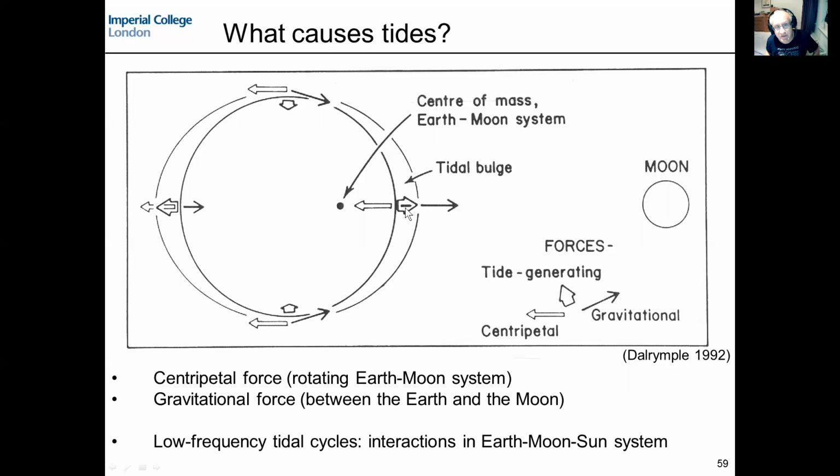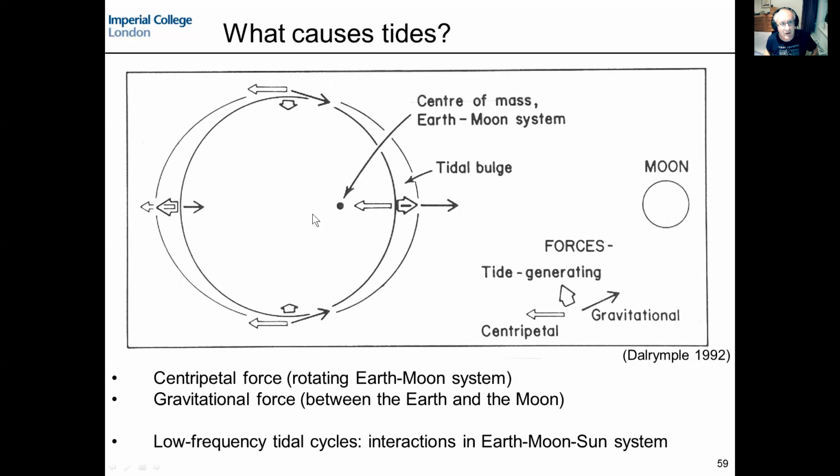And on one side of the Earth closest to the Moon, gravity wins out over centripetal force, so we have the water being pulled on this side towards the Moon to give us this bulge. On the far side of the Earth, the centripetal force is greater than gravitational force, so again we have an overall force that pushes water away from the Moon, and that creates this second bulge. So that's the basic setup.